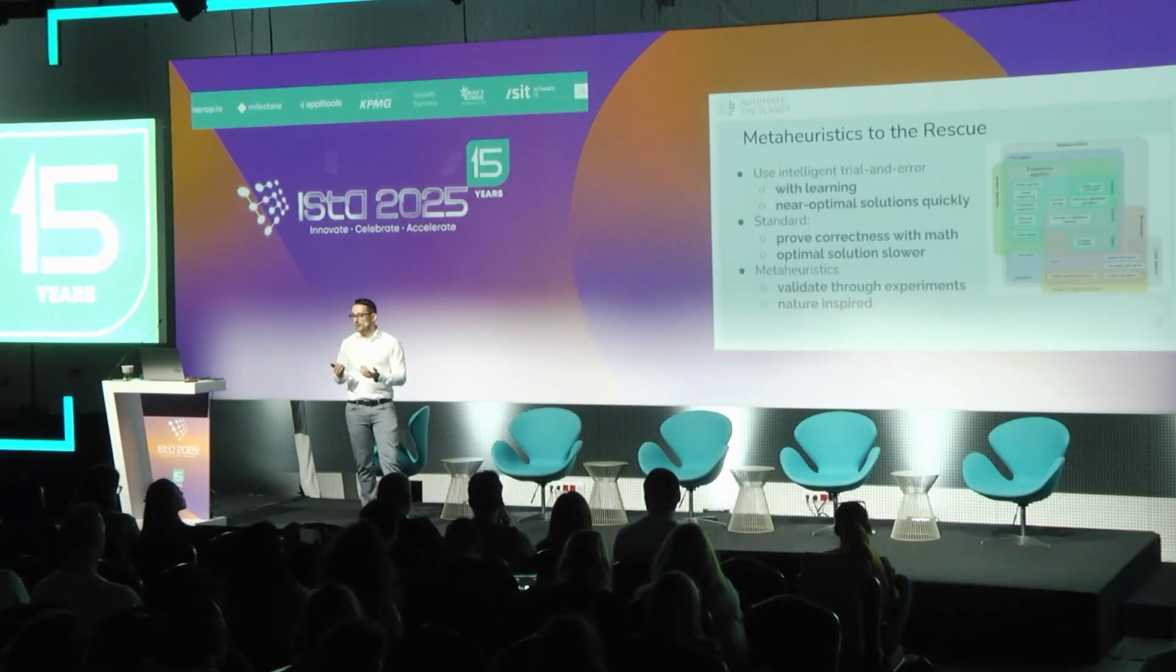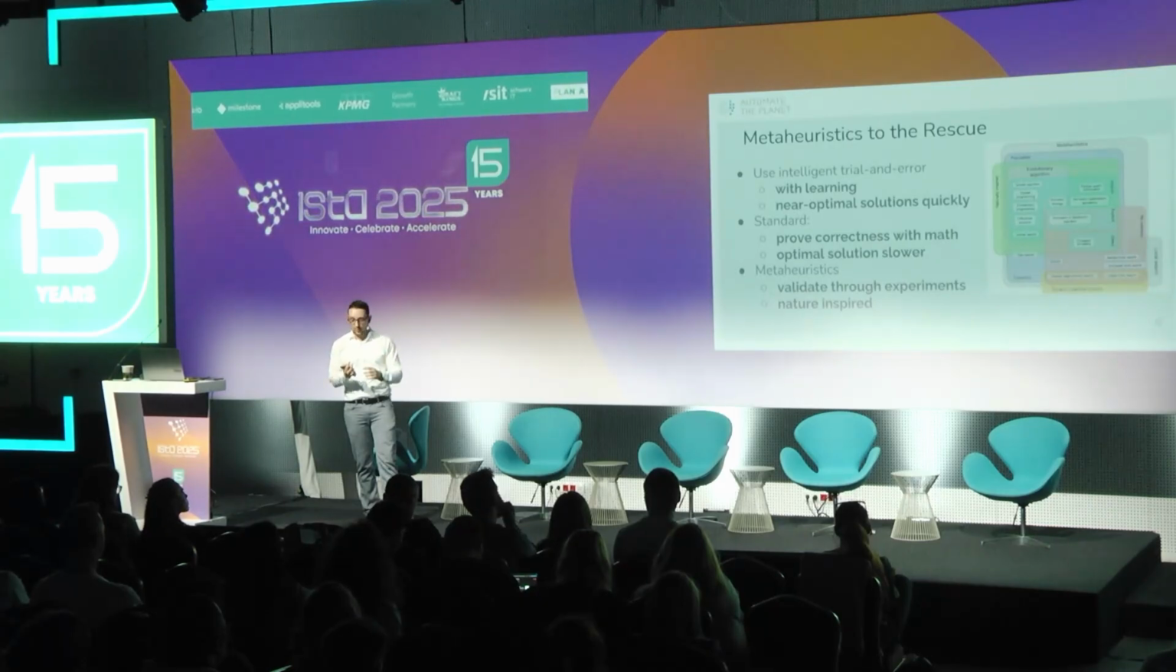So meta-heuristics are very interesting. They're different from standard algorithms. The standard algorithms, for example, sorting, etc., can be proved with math. Most of the time, if you use the right algorithm, they find the most optimal solution. Meta-heuristics, on the other hand, cannot be proved very easily with math. They're nature-inspired. What does this mean?